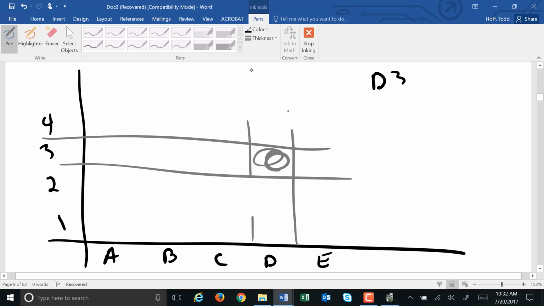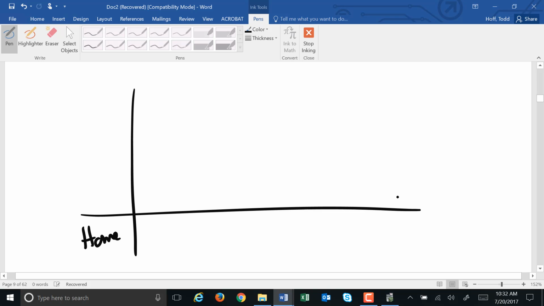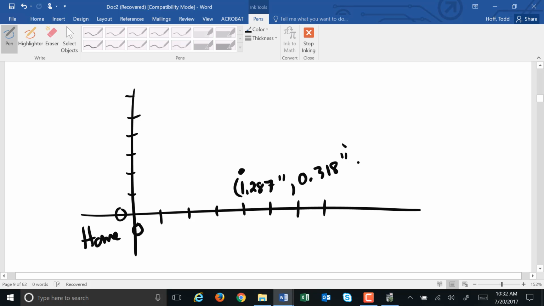So there's obvious benefits there, uses there. And in CNC, it's how you control the tool. You have a home point down here. That is your 0, 0 point. And then you'll be going over, whether your system is set up in inches or whatever. You might be going over here to a point that is 1.287 inches this side and 0.318 inches up, and that's your location of that tool.